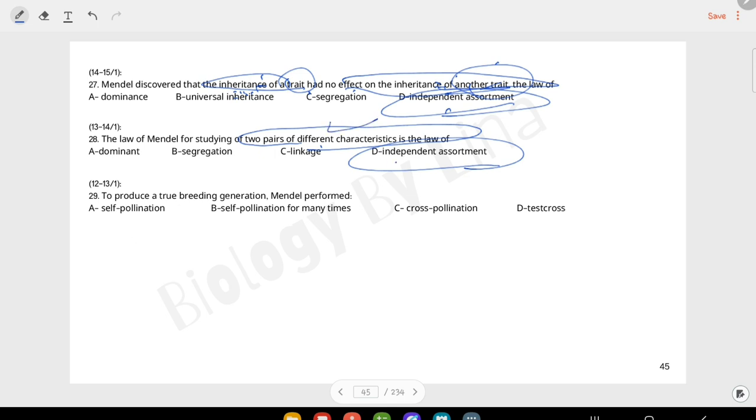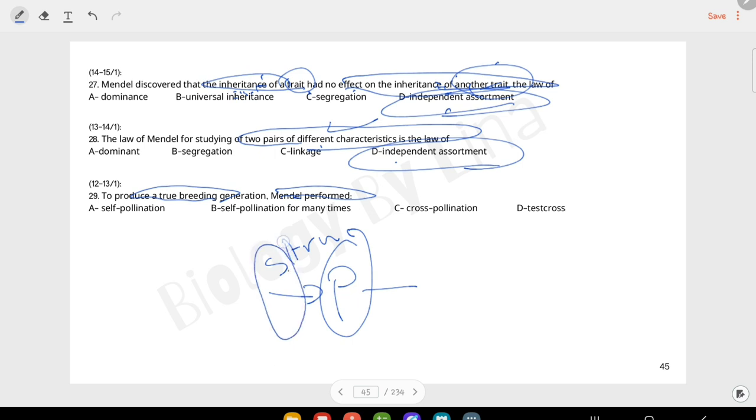To produce a true breeding, which is the homo or pure, Mendel performed what? We said for true breeding, like we get a P generation by true breeding, by self-pollination. The P generation, they are true breeding, they are pure or homo, and we get them how? By self-pollination. But how did Mendel get the P generation, all pure and true breeding? By self-pollination for several generations, which means for many times he did it in order to get the pure parents or P generation.